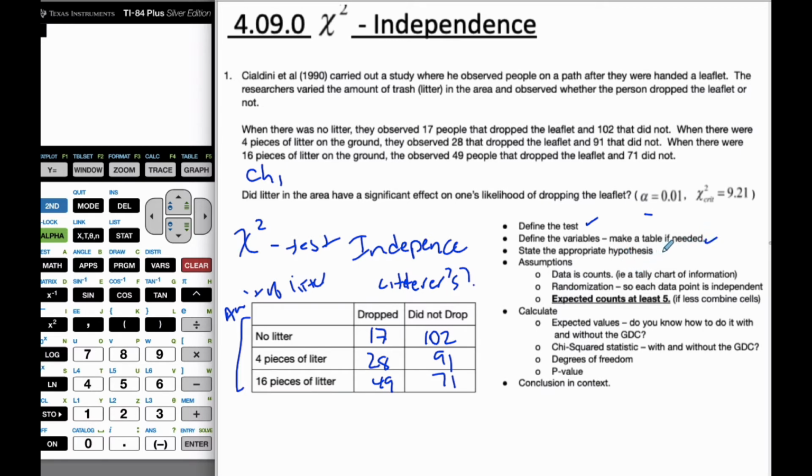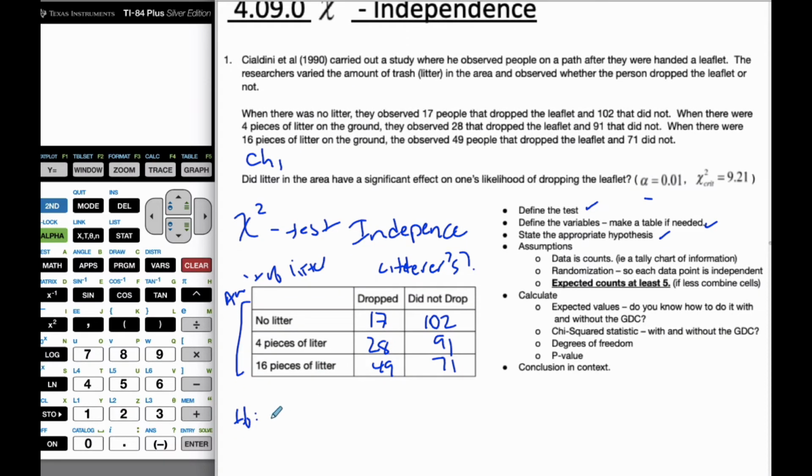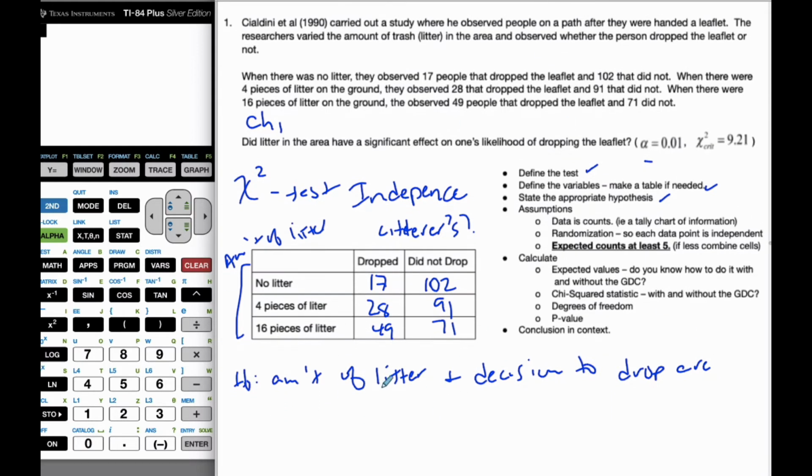The next thing is we're going to state the appropriate hypothesis. Whenever we do a hypothesis test with chi-squared, the null hypothesis is always the name of the test, and then you just write it in context. So the null hypothesis is that the amount of litter and the decision to litter or not, the decision to drop or not, are independent. There is the null hypothesis.